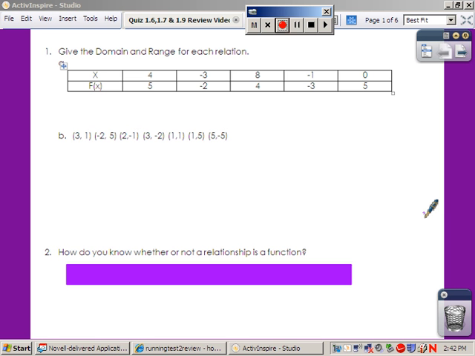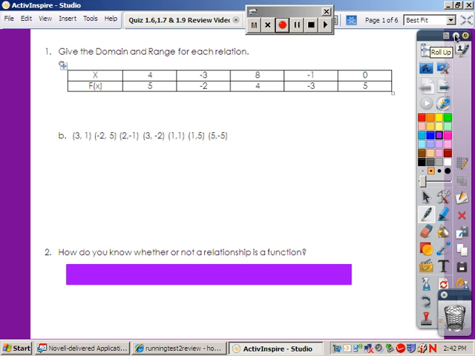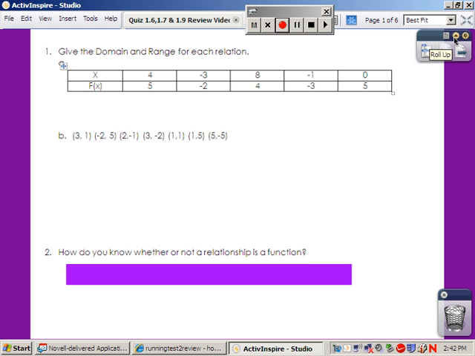Okay, this is the review for the functions quiz on lessons 1.6, 1.7, and 1.9. The directions to the first problem ask you to give the domain and range for each relation. Anytime two numbers or a group of numbers is related to another one, that's simply called a relation. But a domain and range is usually a very easy thing.